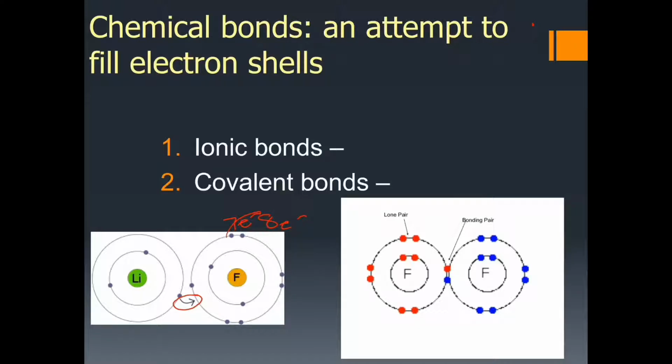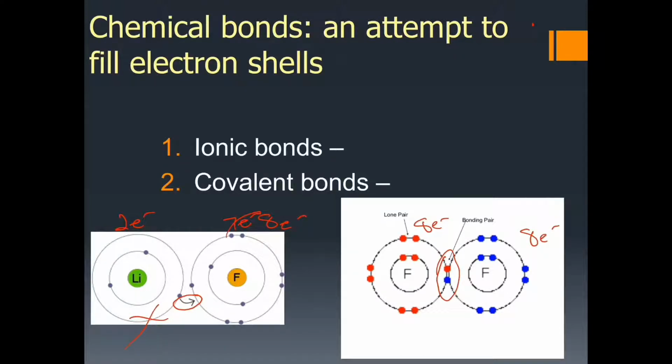And then lithium will lose this outer shell, and it will have 2 electrons in its outermost shell, which for the first energy level, if you remember, is the max it can hold. So lithium would be happy as well with just 2. In the picture on the right here, we've got fluorine and fluorine, and you can see that they are bonding. They are sharing their 7th electron with each other so that they both have 8 in their outer shells.